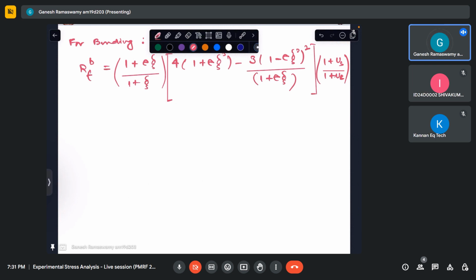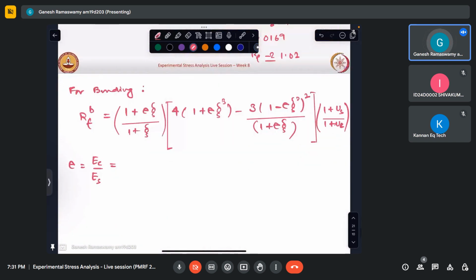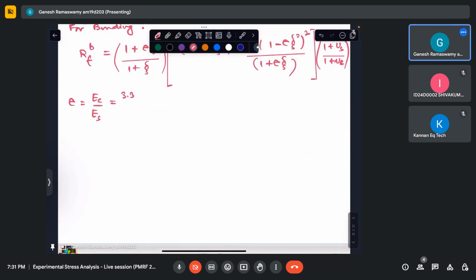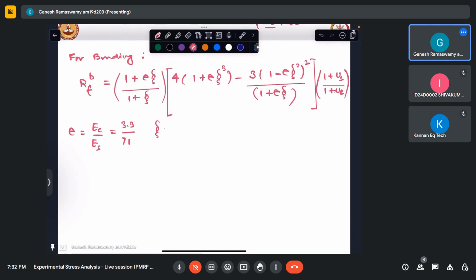And then we have G as HC by HS, where HC is 3 and HS is 8. So this is 3 by 8. And then mu S and mu C, 1 plus mu S, same ratio actually. So I'll just copy this and put it here.